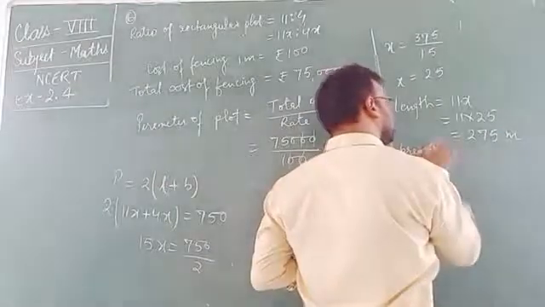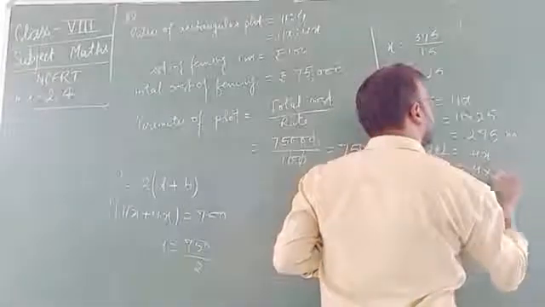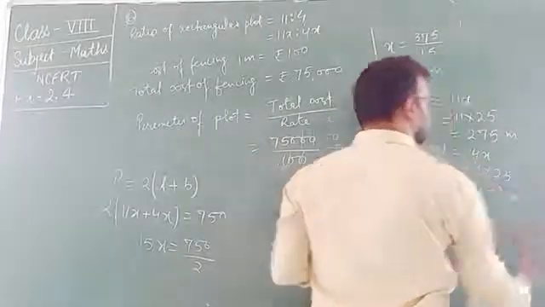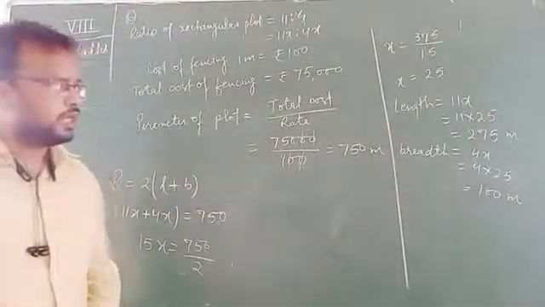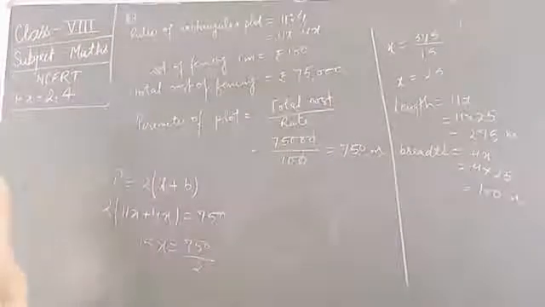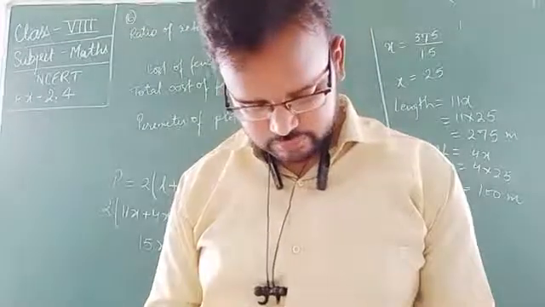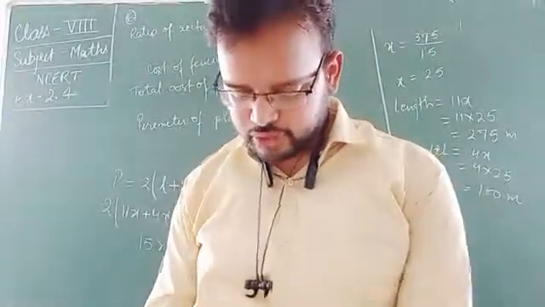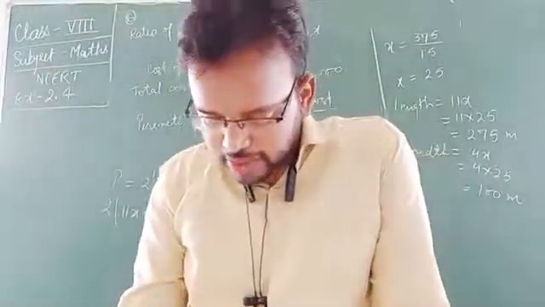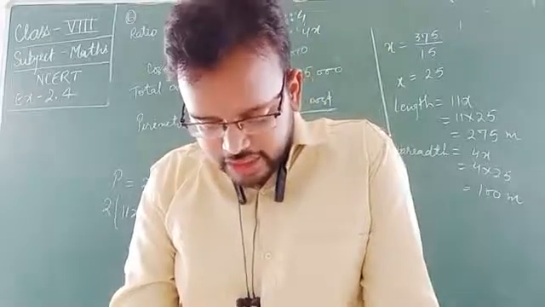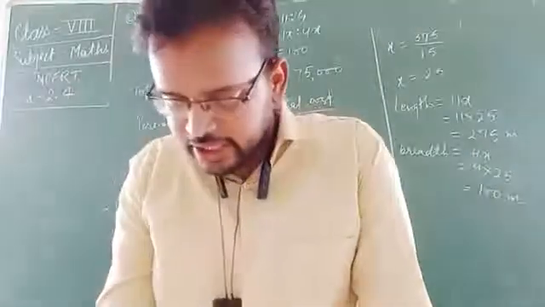Breadth equals 4x, that is 4 into 25, 100 meter. This is the answer of question number 6. Length is 275 meter and breadth is 100 meter. Okay. Question number 6. Now next question number 7. Hassan buys 2 kinds of cloth material for school uniform. Shirt material that costs him ₹50 per meter and trouser material that costs him ₹90 per meter. Okay.